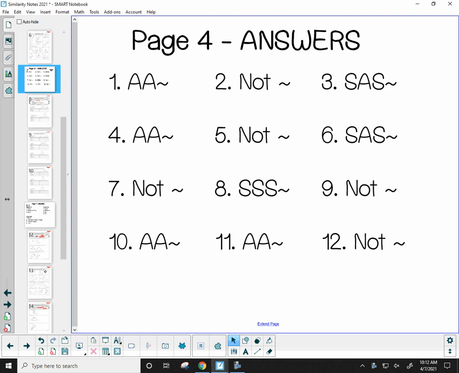Okay, so your homework, page 4. Here are your answers for page 4. Go ahead and check those real quick.